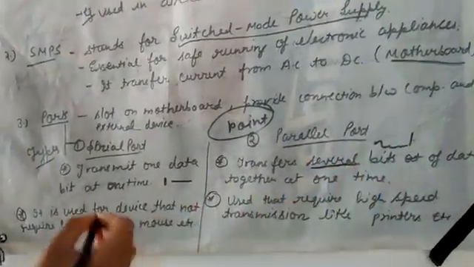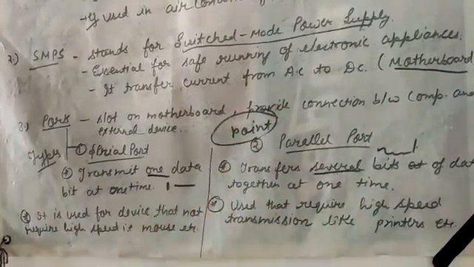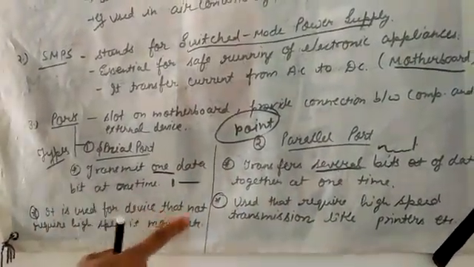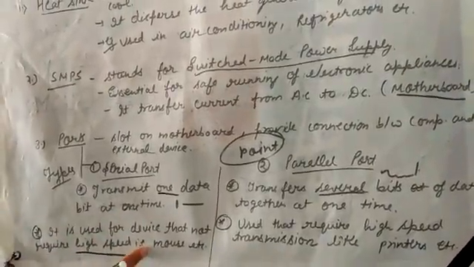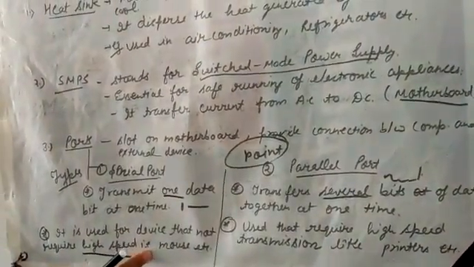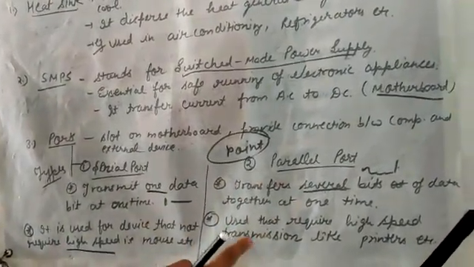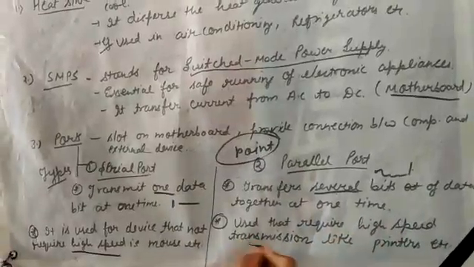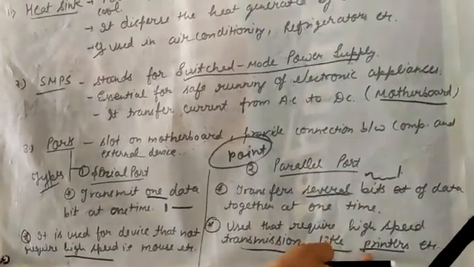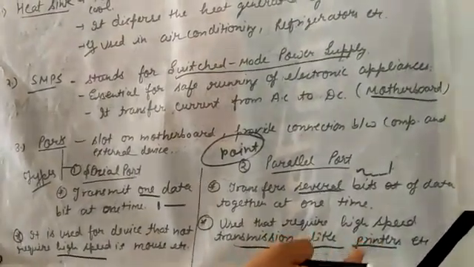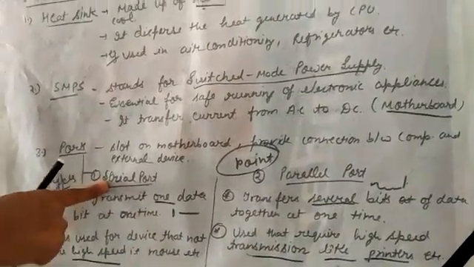Serial port transfers one data at a time and parallel port transfers several data at one time. Serial port is used for devices that do not require high speed transmission, like mouse, keyboard, whereas parallel is just the opposite. It is used where high speed transmission is required, like printers, scanners. Because printers require high speed, that's why parallel port is used there, whereas in mouse a serial port is used.